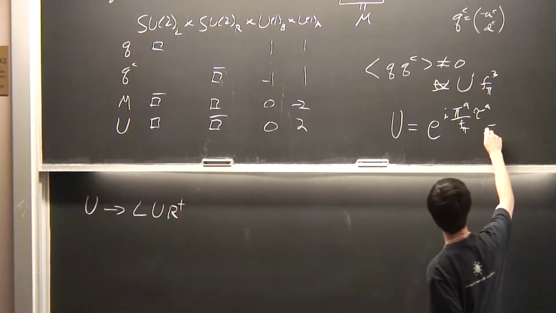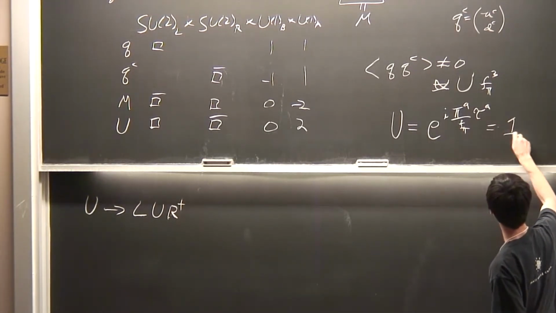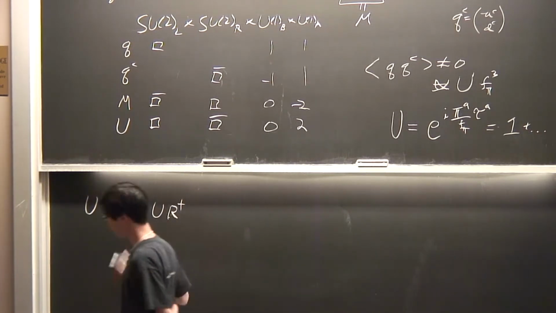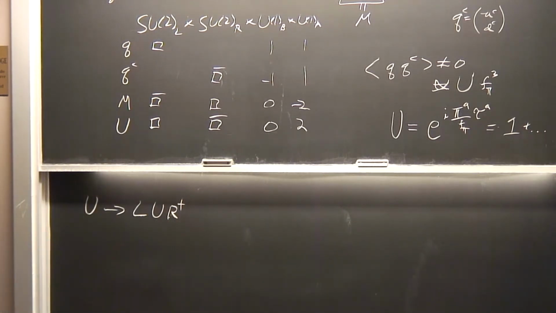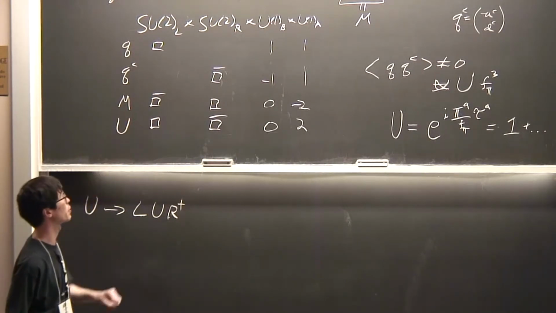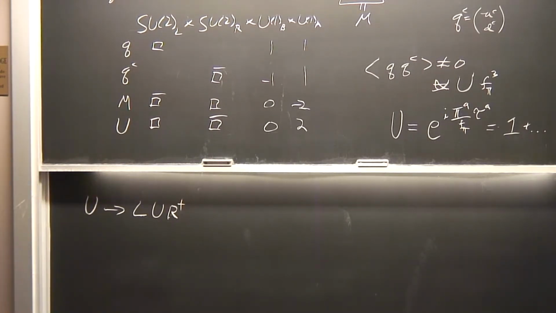So you'll notice to leading order, this is the identity matrix plus dot, dot, dot. So if you set these two equal, it's still a good symmetry. And so that means we've broken only the axial combination of these SU2 guys. And so what we have is 4 pseudo-Goldstones.